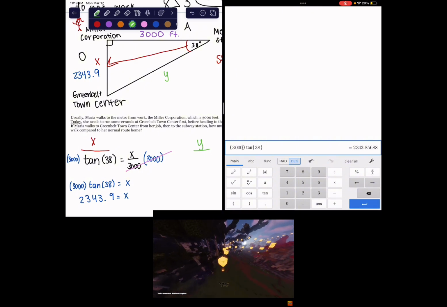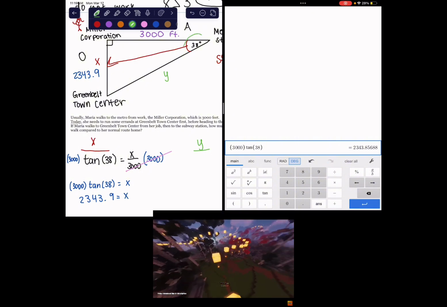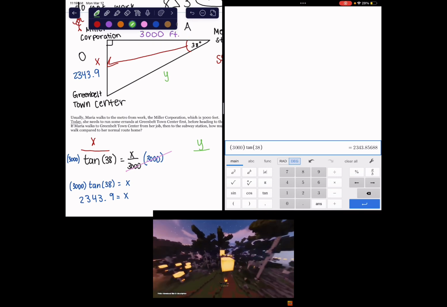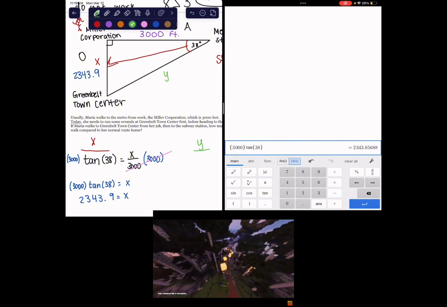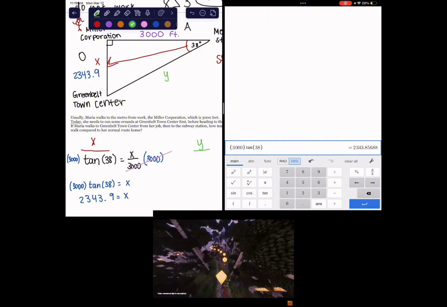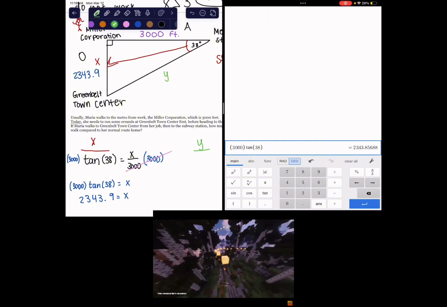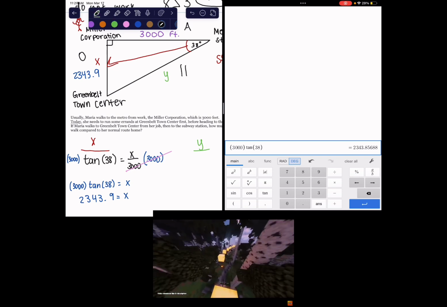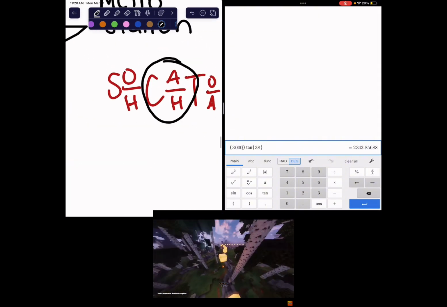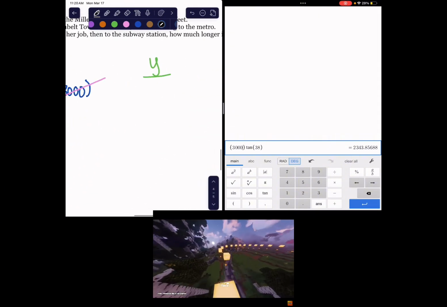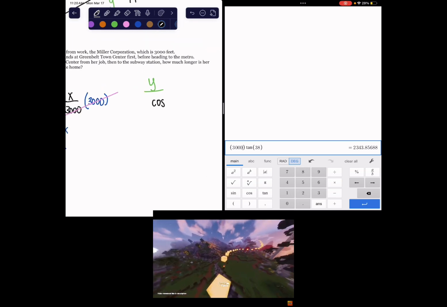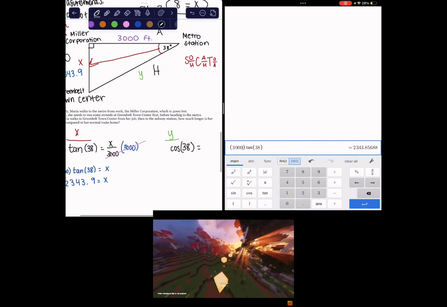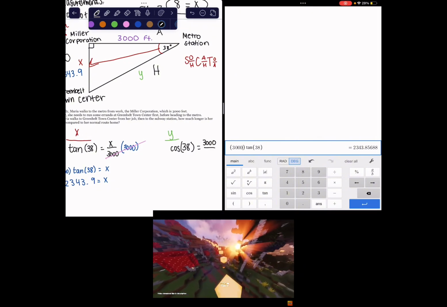So again, I'm looking at that 38 degrees right here. We have the 3,000 feet, that's the number they gave us, so we have A. Y in reference to our angle is our hypotenuse. Anything across from that right angle is always our hypotenuse. So A and H is our CAH. So that becomes cosine 38 equals 3,000 over Y.